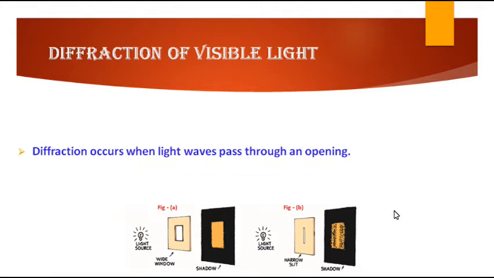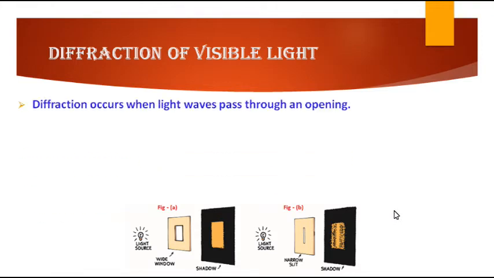So can you see the image here? In figure A and figure B, we can see there is a white window, and in both places there is a light source, and in the background there is a shadow falling on the screen. Diffraction occurs when light waves pass through any opening. That is the must condition for diffraction.